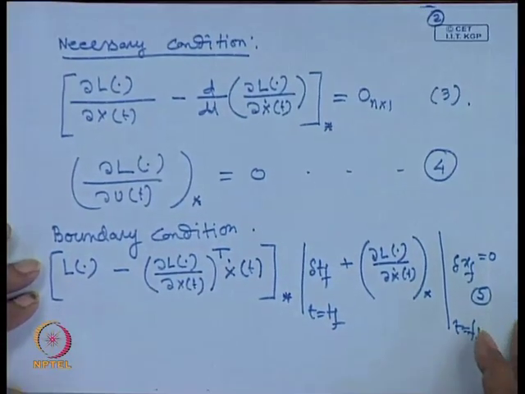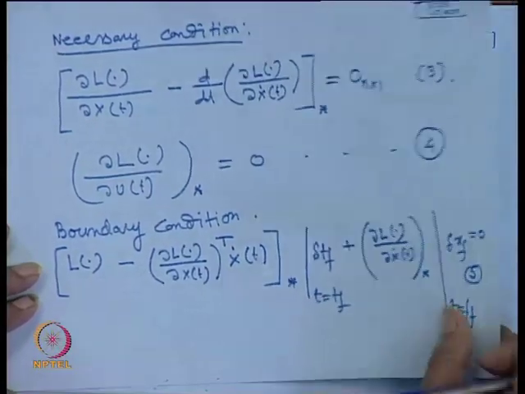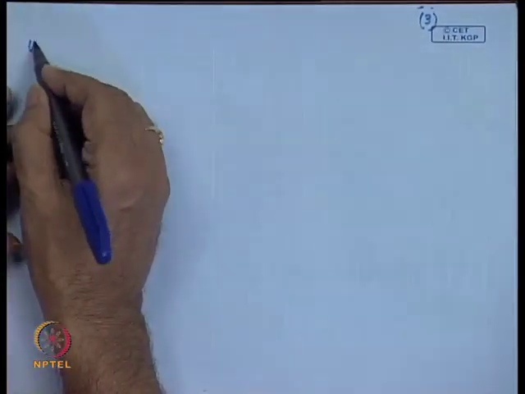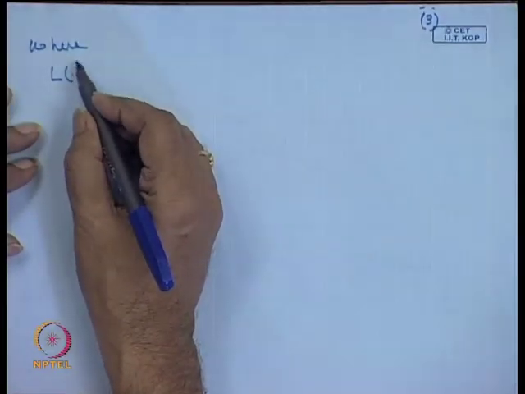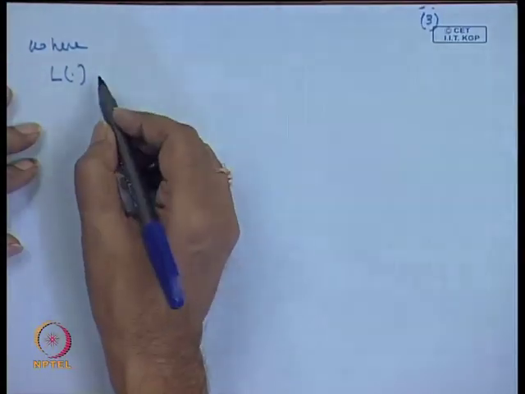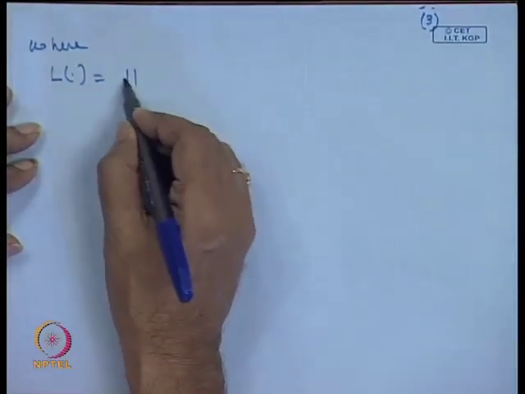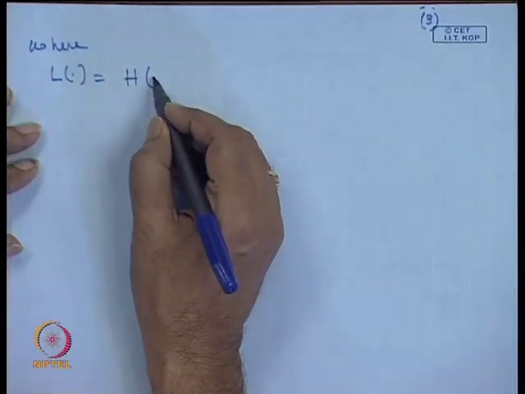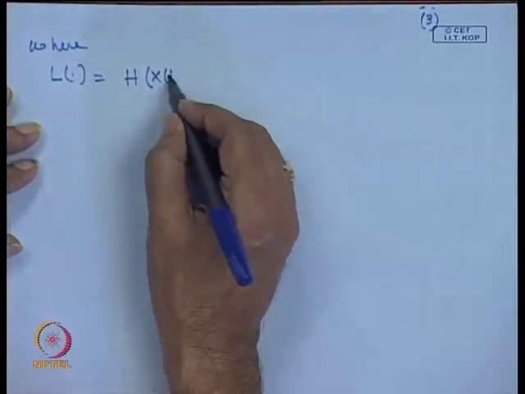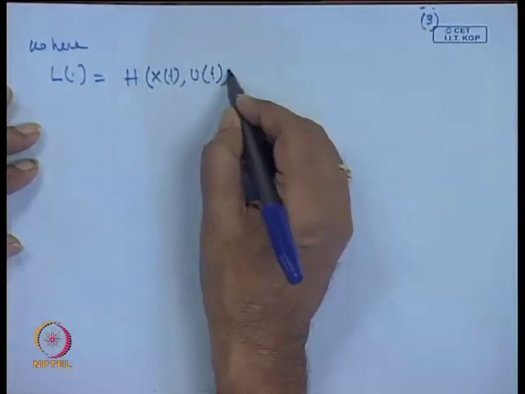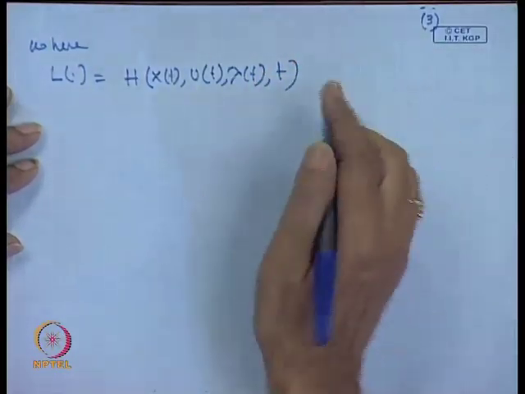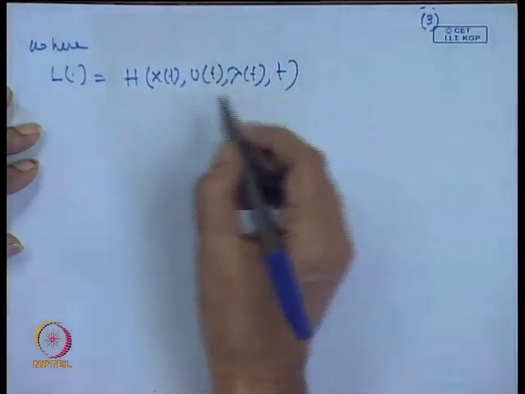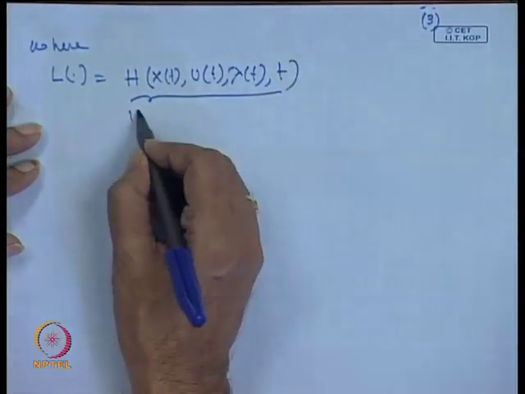And we know the L expression, which we have written in terms of the Hamiltonian function, where L is a function of x of t, u of t, lambda of t and t. So, that Lagrangian function is split up into the Hamiltonian function and then a term free from x dot, agree? So, this is the Hamiltonian function, and that function is called the Hamiltonian function.